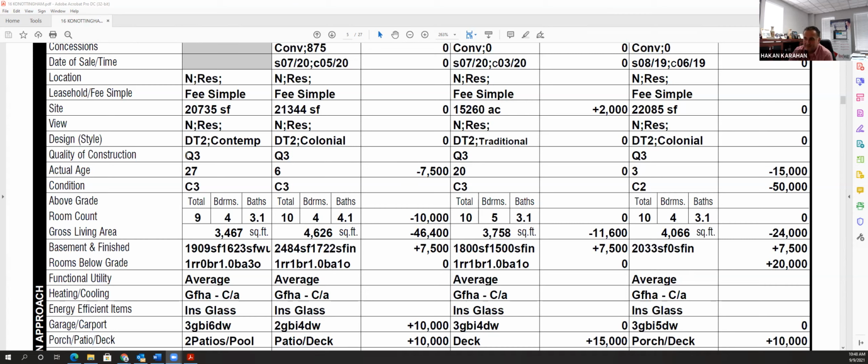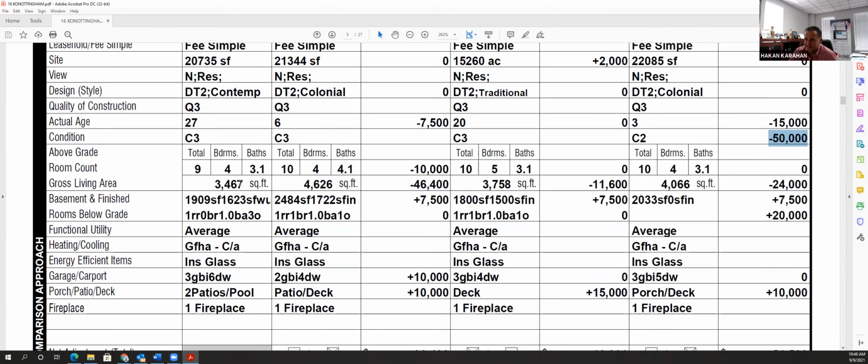See in here Q3, C3. And this comp has Q3, C2. And you see the adjustments between one better condition, they gave $50,000 credit. Remember that list that I showed you? That's how the appraisers do.